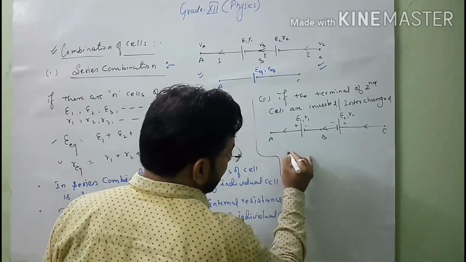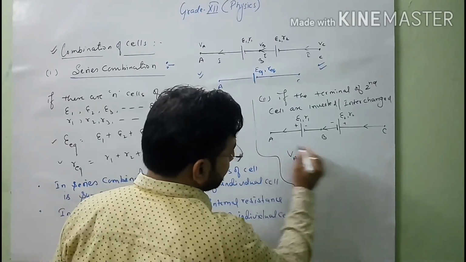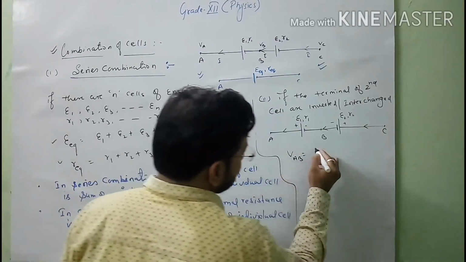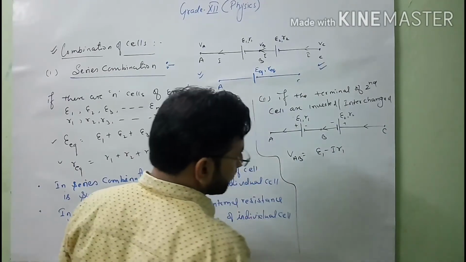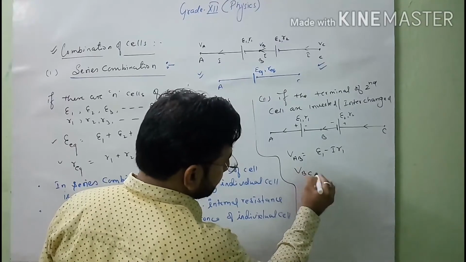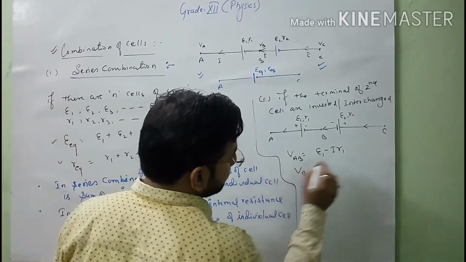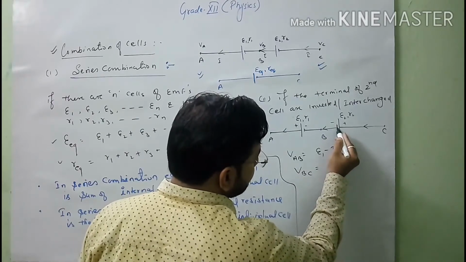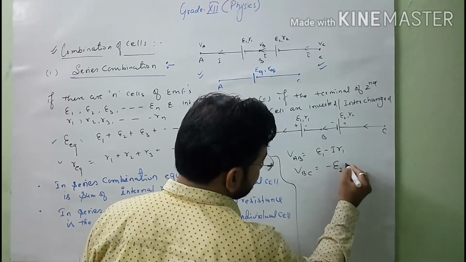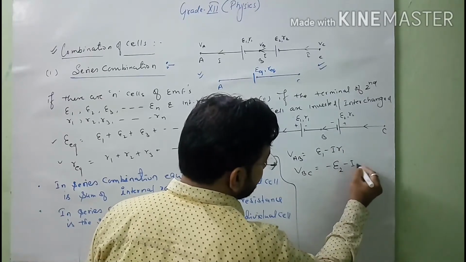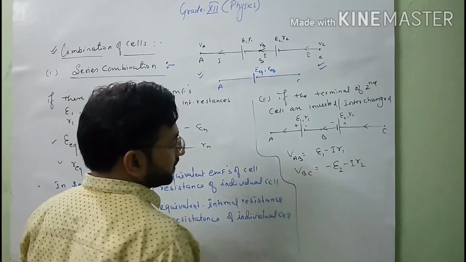So at that time I will write directly VAB. You know that VAB can be written as from the previous case: VAB is epsilon 1 minus IR1. Point is clear. And after that the main point is BC. VBC I will write here: because current is leaving the negative terminal of the battery, the EMF of this cell is negative, so it is minus epsilon 2 minus IR2. This is the way to write the VBC.